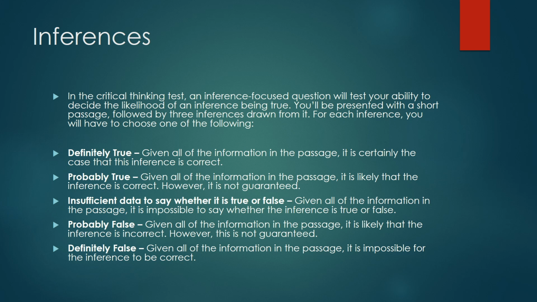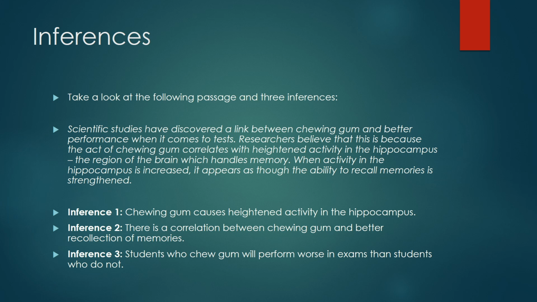Insufficient data to say whether it is true or false, which means, given all of the information in the passage, it is impossible to say whether the inference is true or false. Probably false, which means, given all of the information in the passage, it is likely that the inference is incorrect. However, this is not guaranteed. And finally, definitely false. Given all of the information in the passage, it is impossible for the inference to be correct. Take a look at the following passage and 3 inferences.